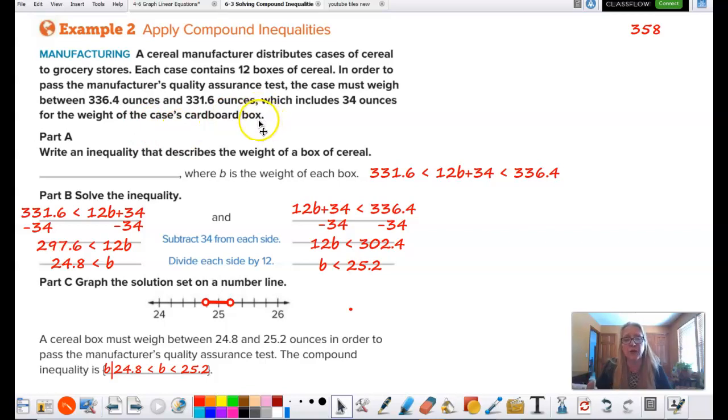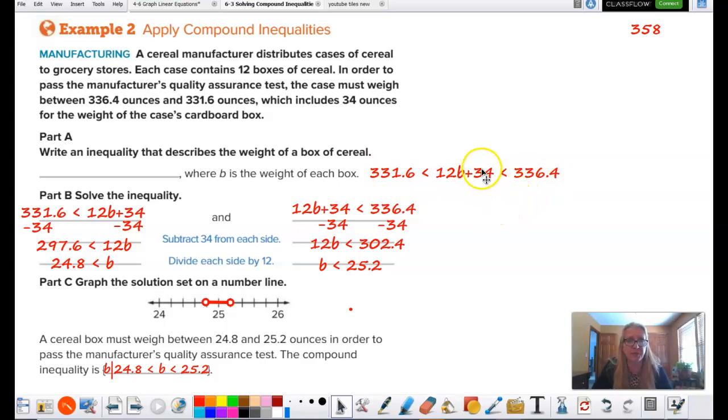So you would have 12, where B is the weight of each box, you're going to have 12 of those. So that's why we're going to have 12B here. Plus 34 indicates the 34 ounces that we're adding for the weight of the container. And that weight has to be greater than this and less than this. It's a very narrow margin. So this is our compound inequality here.